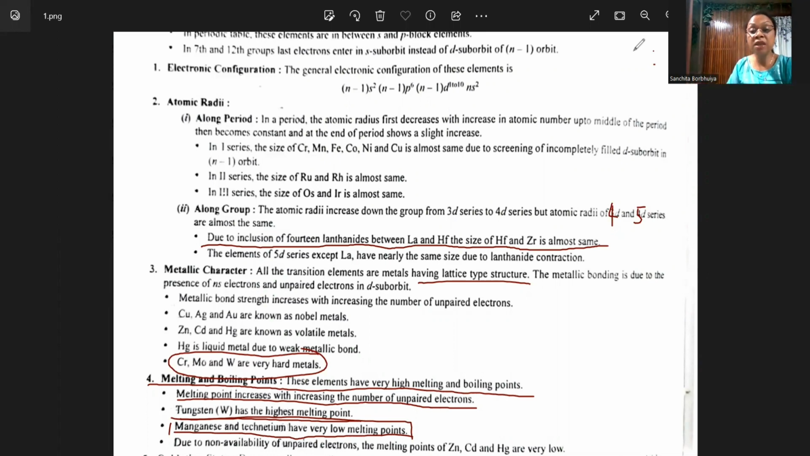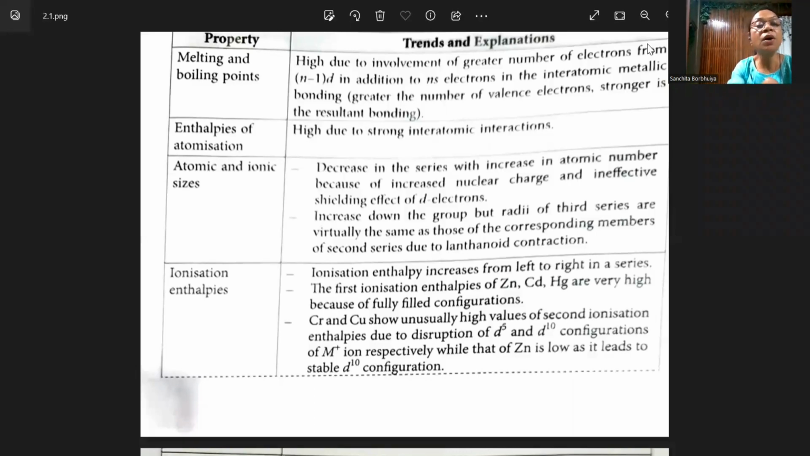And even zinc, cadmium, and mercury have very low melting points because of the full-filled d orbital. The interatomic or metallic bonding is missing, and hence the melting points are very low. Going to the enthalpies of atomization. Enthalpies of atomization, again, are very high due to strong interatomic interactions.